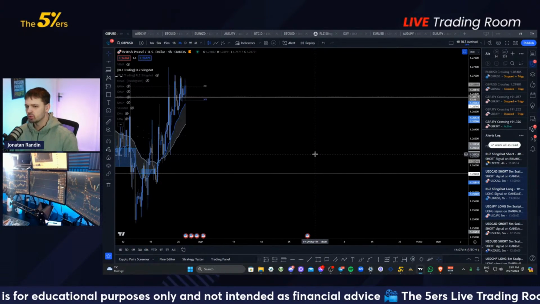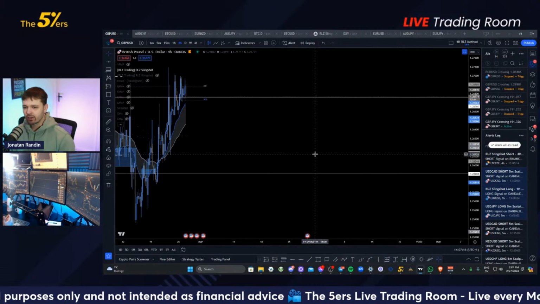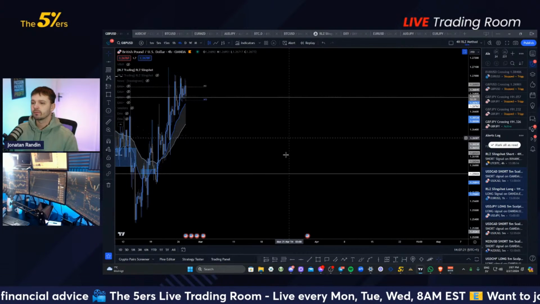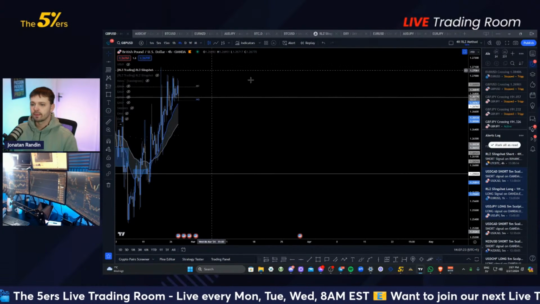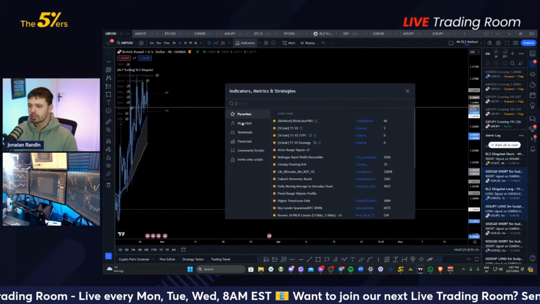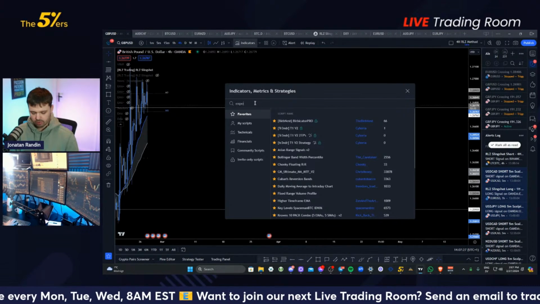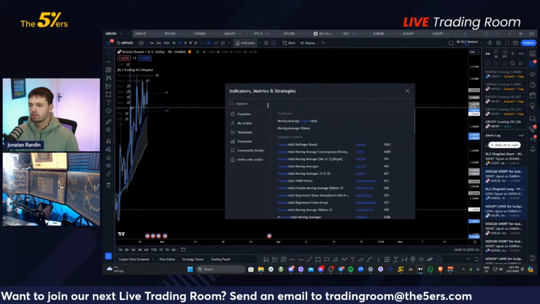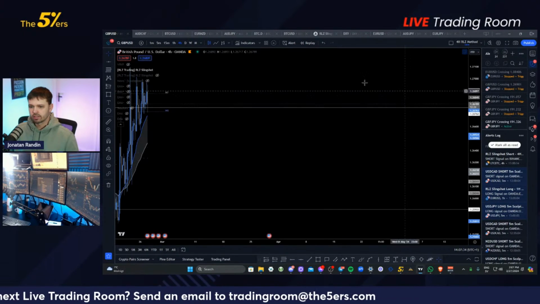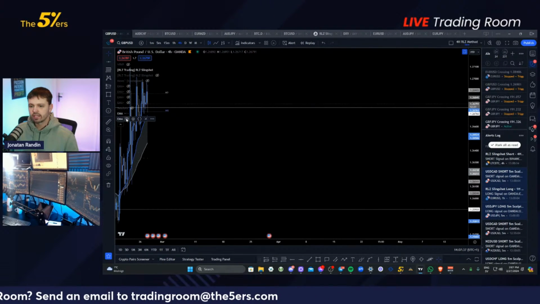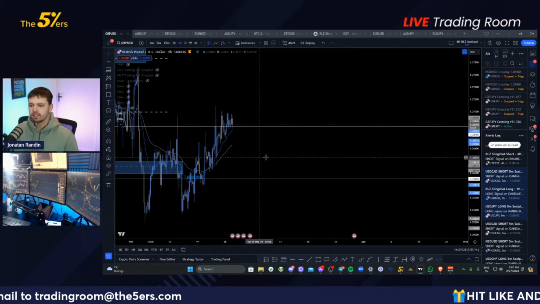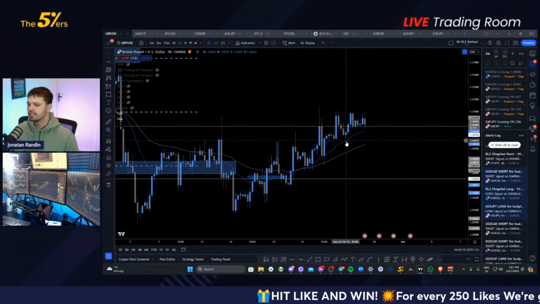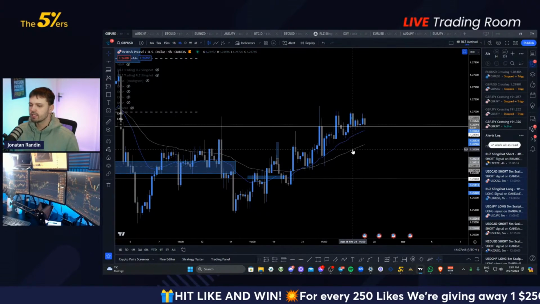And my two main indicators that I'm using are the 20 and 50 EMA. So we can go into TradingView here, and you can search for exponential, and you'll get the moving average exponential here. You add two of those and you'll get the 20 and 50 EMA on the chart. You will see the 20 EMA is the blue one, and then the 50 EMA is the gray one.